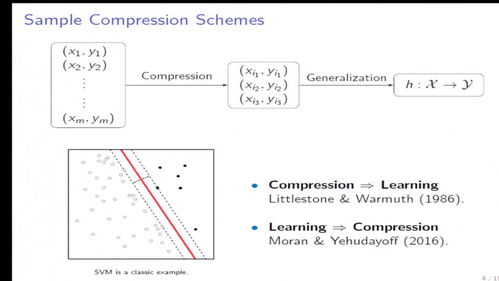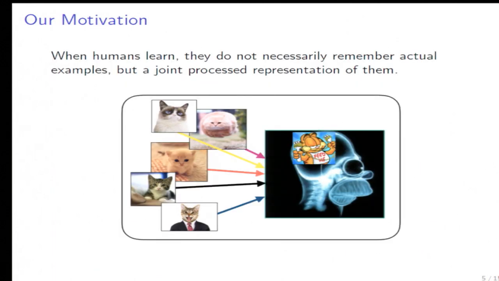But if you think about it, if I as a human want to learn what a cat is, I don't necessarily remember any specific example of a cat. I might have seen many, but I don't remember any specific example. I remember some idealized version, let's say Garfield, who is, I don't know, fat and lazy and likes to eat. So that's what I'll remember.